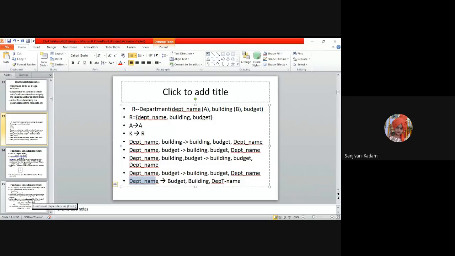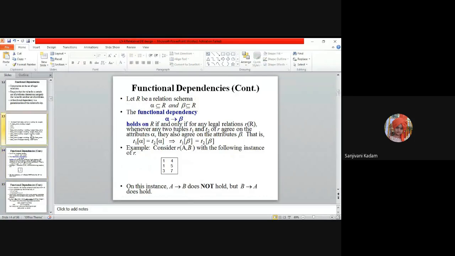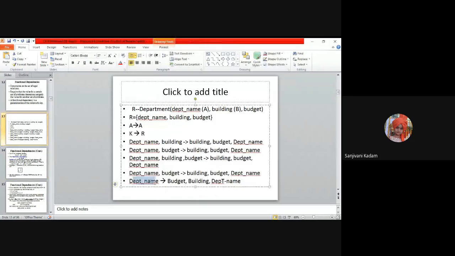So if alpha gives R, then we can say that K is a super key, and hence this alpha gives us the complete R, and that's why this can be only a dependency where this is giving me a complete relation R. So in the department name further I cannot divide. That's why this will be called a candidate key, but this will be called a super key only because a subset can give me the complete relation.